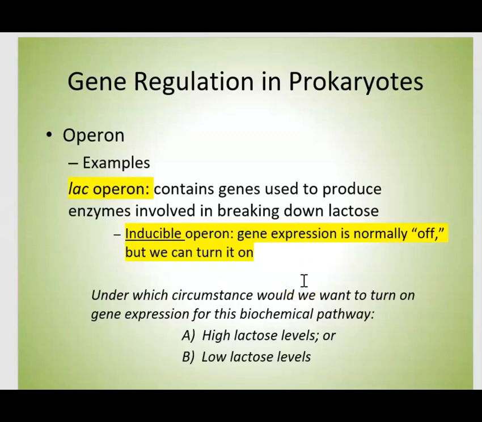This is called an inducible operon, which means that normally it's turned off, but it can be induced to be turned on. The job of the lac operon is to make proteins needed to break down lactose. So if the bacterial cells have a lot of lactose and they need to break it down, they would use their lac operon to produce the proteins that are going to do that.